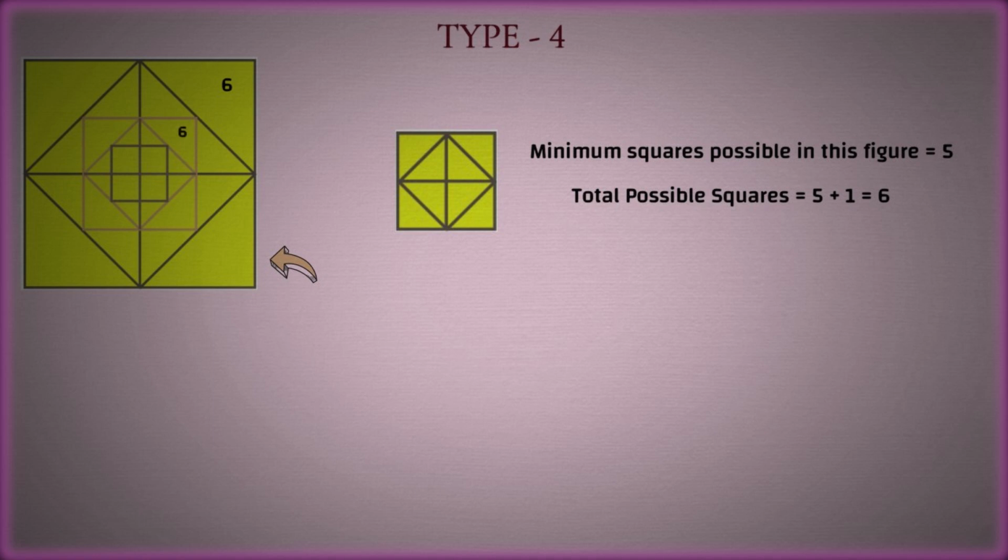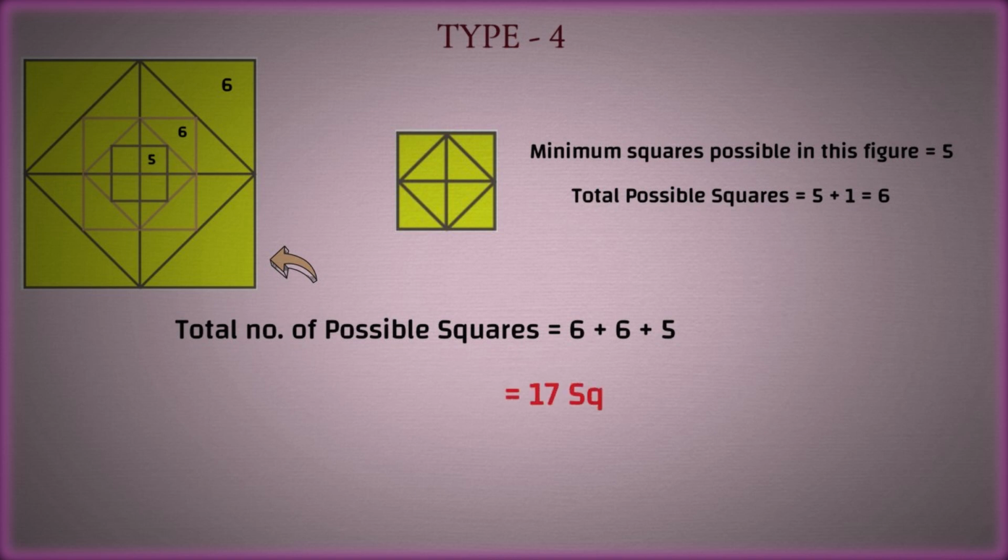And finally, when we take a look at the innermost figure, this figure has one square with an embedded plus inside it. And we already know a square with a plus inside it makes 5 possible squares. And thus, in this figure now, the total number of possible squares is equal to 6 plus 6 plus 5, which is equal to 17 squares. And thus we finally figured out the total number of squares possible in this type 3 figure.